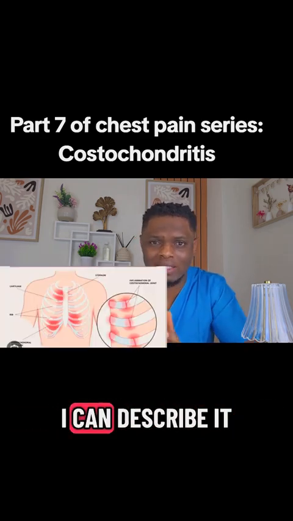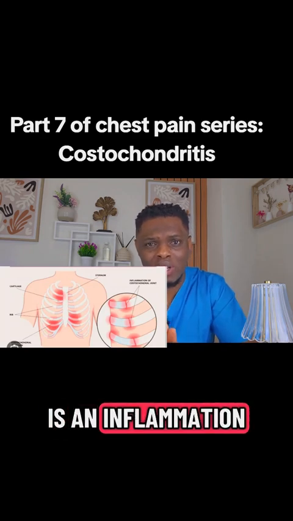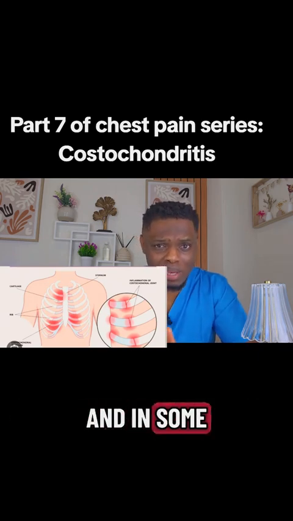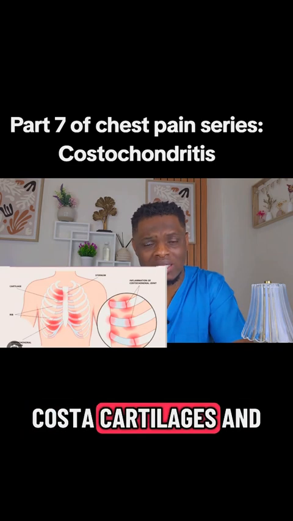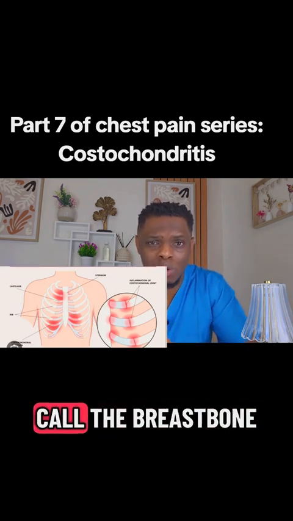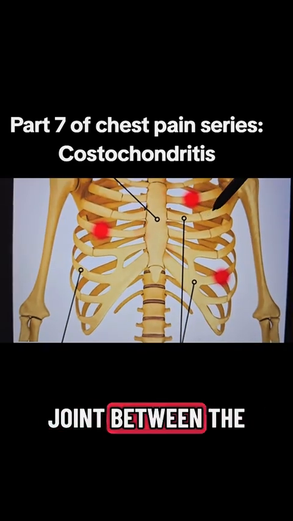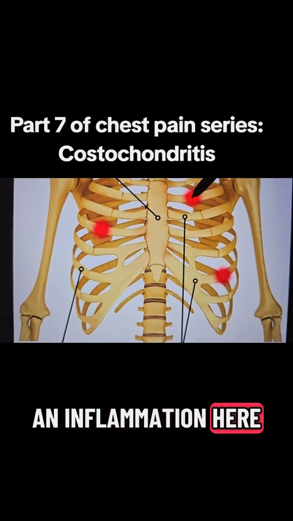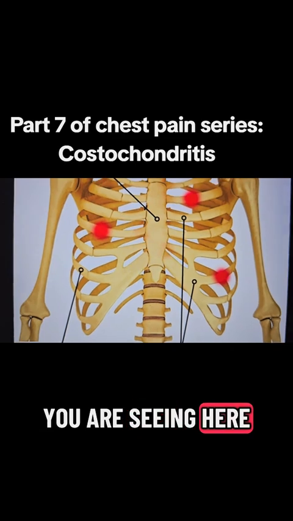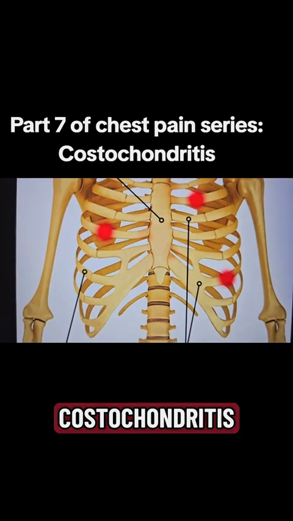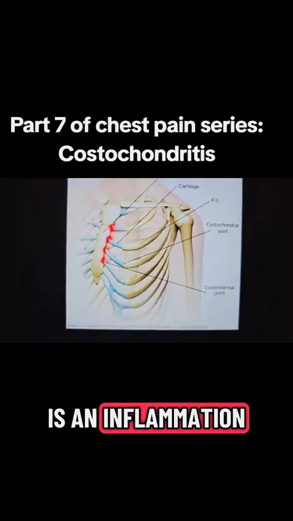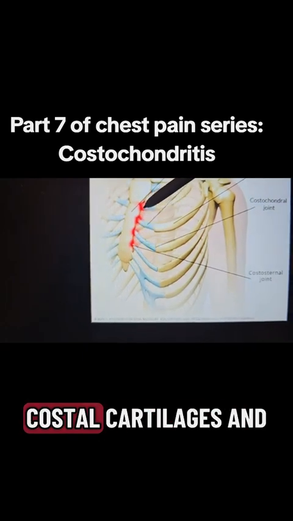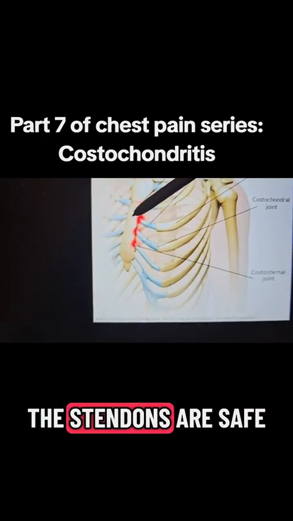Costochondritis, the best way I can describe it, is an inflammation of the joint between the rib and the costal cartilages, and in some cases between the costal cartilages and the sternum, which many people call the breastbone. This is the joint between the rib and the costal cartilages. So when there's an inflammation here, like these examples you are seeing, this is a costochondritis. Or when there's an inflammation in this part, just between the costal cartilages and the sternum itself.